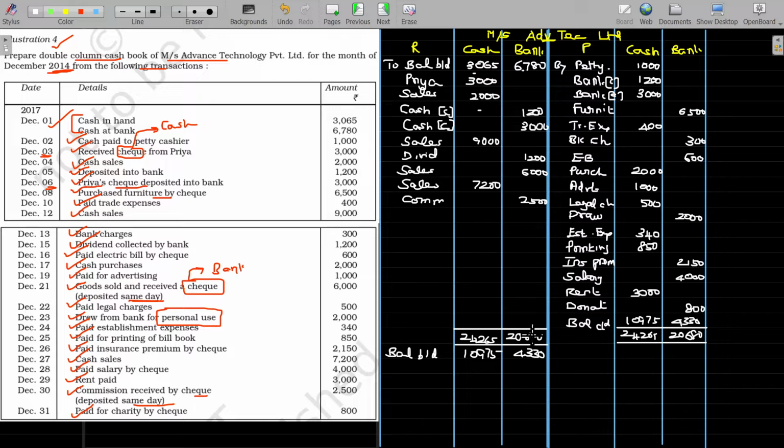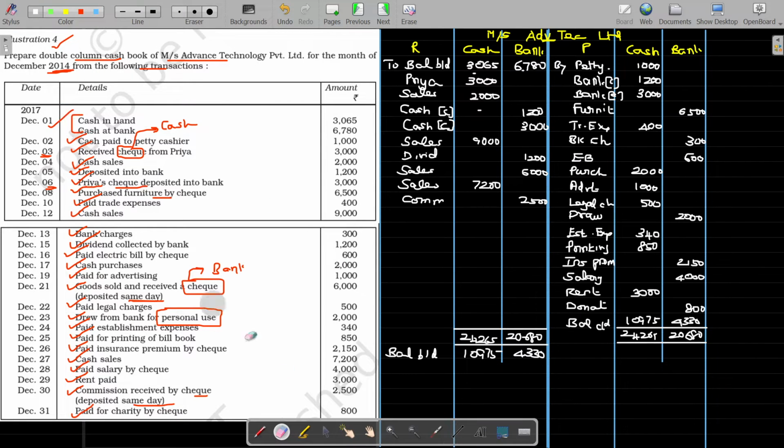See, not only cash and bank columns are open here in the cash book. Apart from that, we have to post all these things to the concerned ledger account. So I'm going to put that in the ledger account also. Ledger posting. Right.